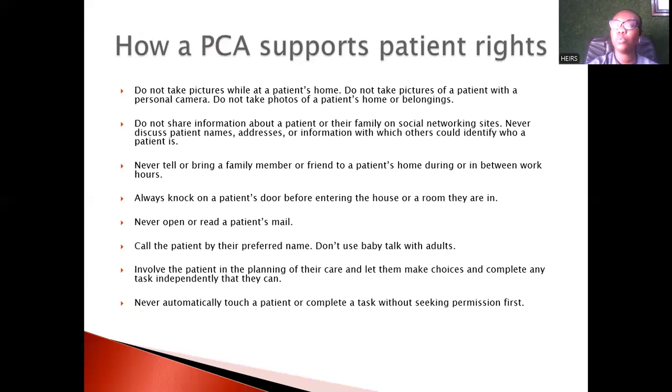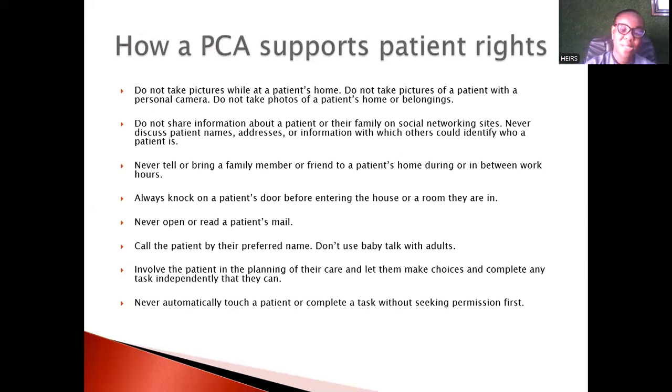Do not use baby talk with adults. So, saying hello, sweetie? No. That is not professional. You call your patient by their preferred name. You involve your patient in the planning of their care. You let them make choices and complete any task independently that they can. So at least you allow them to gain some more independence, which is the goal of caregiving.